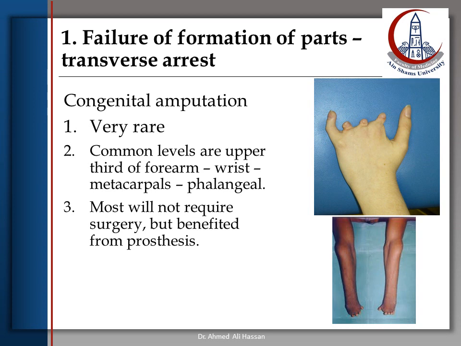The first failure of formation of parts, the transverse arrest, as we see in the pictures, is congenital amputation, as if the hand is surgically amputated. This type of transverse amputation is very rare, and the common levels are the upper third of the forearm, wrist, metacarpals, and phalanges. Mostly it will not require surgery, but it is beneficial to have a prosthesis. Of importance, the terminal digits are still present on the hand stump.